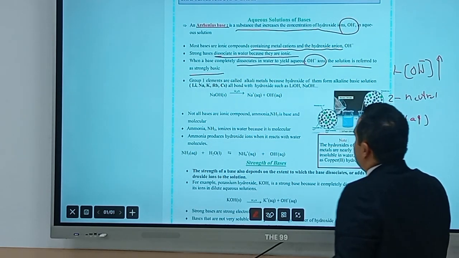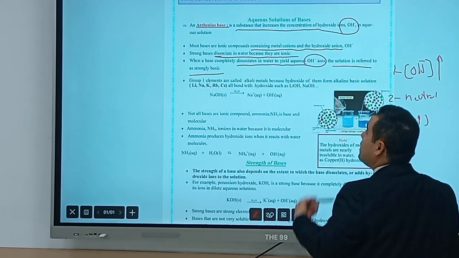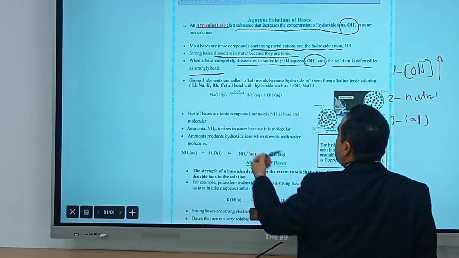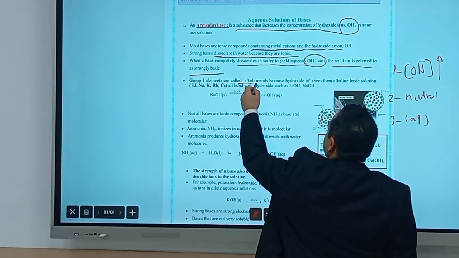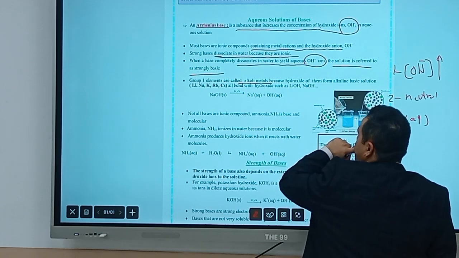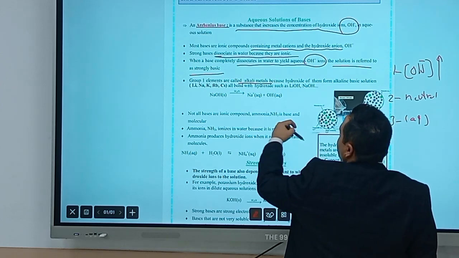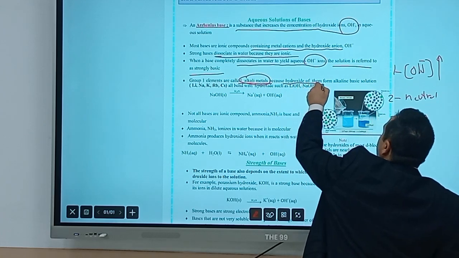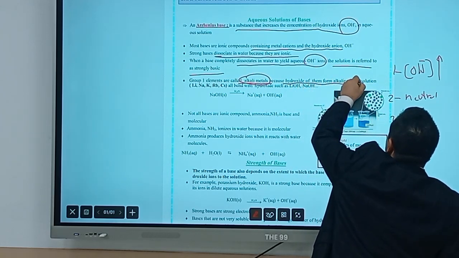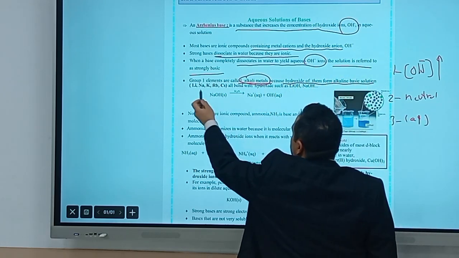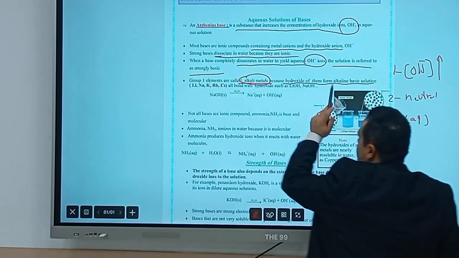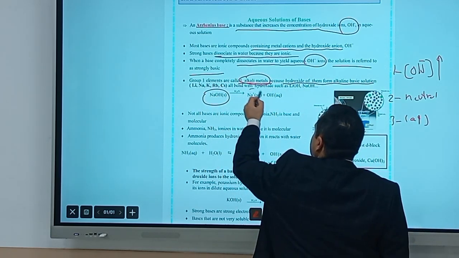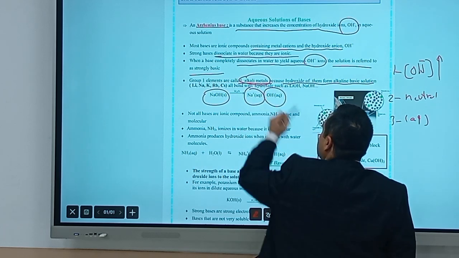Why the alkali and alkaline earth metals? Because they produce a high concentration of hydroxide in solutions. For example, the first group elements are called alkali metals because their hydroxides form alkaline, basic solutions. Lithium, sodium, potassium, rubidium, cesium, francium. They will produce the cation and hydroxide.